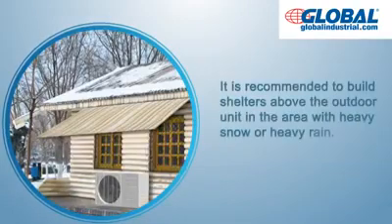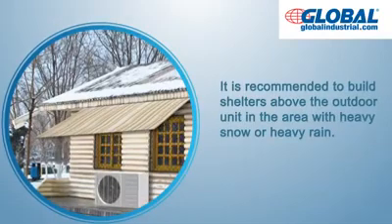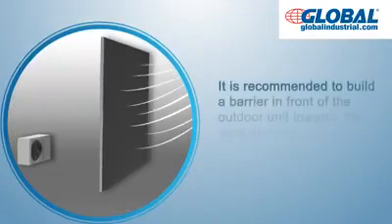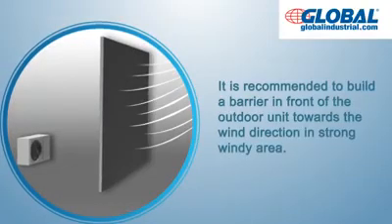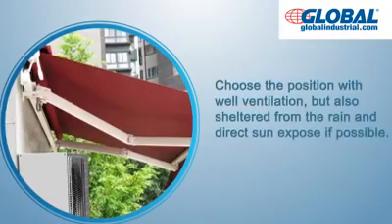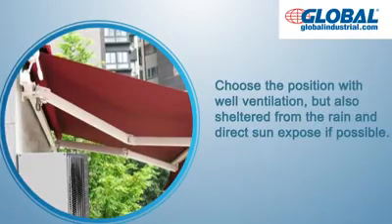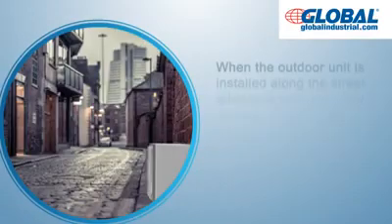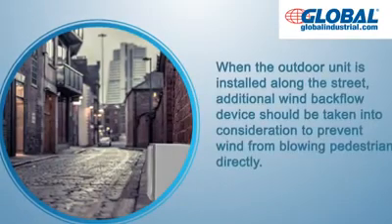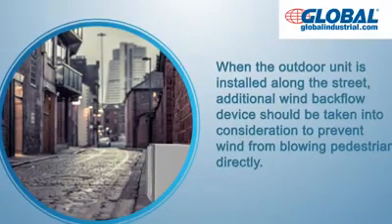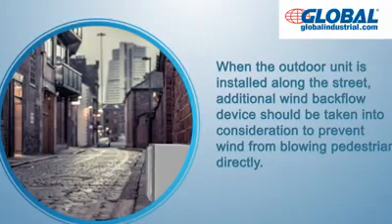It is recommended to build shelters above the outdoor unit in the area with heavy snow or heavy rain. It is recommended to build a barrier in front of the outdoor unit towards the wind direction in strong windy areas. Choose the position with good ventilation, but also sheltered from the rain and direct sun exposure if possible. When the outdoor unit is installed along the street, an additional wind backflow device should be taken into consideration to prevent wind from blowing on pedestrians directly.